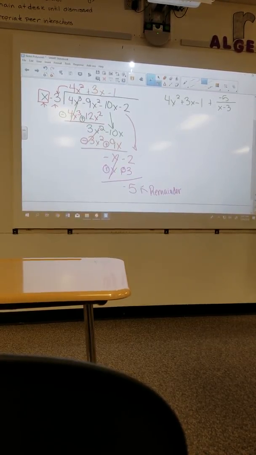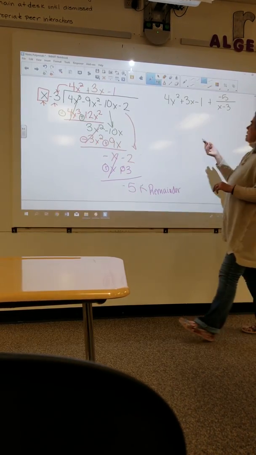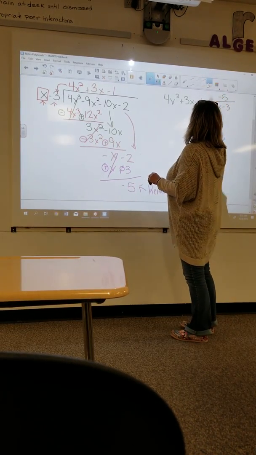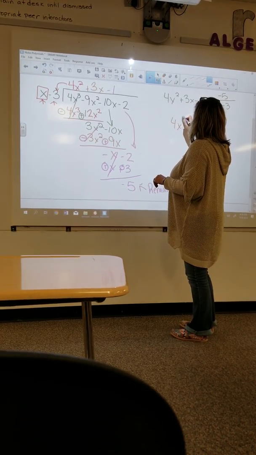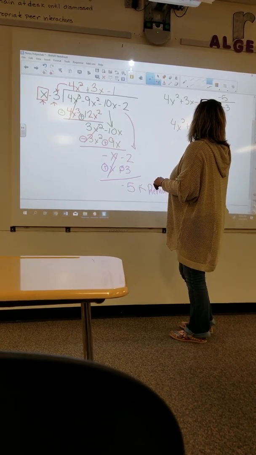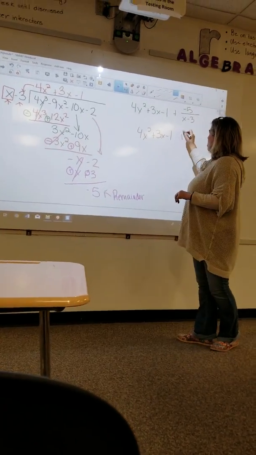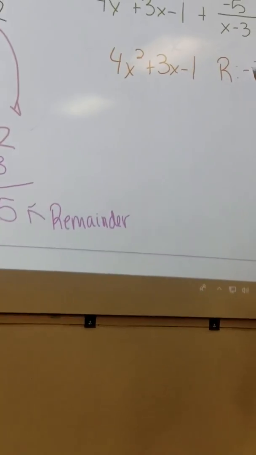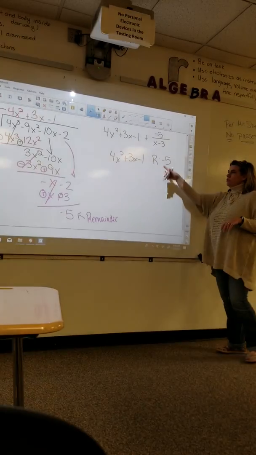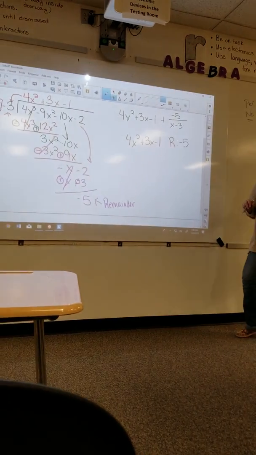Okay, now you've got a couple of different ways to write it. One of them is like this with the fraction. And sometimes you will see it like this: 4x squared plus 3x minus 1, and negative 5. If you don't put the fraction in, that's okay. Okay?